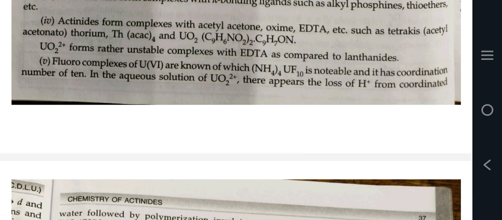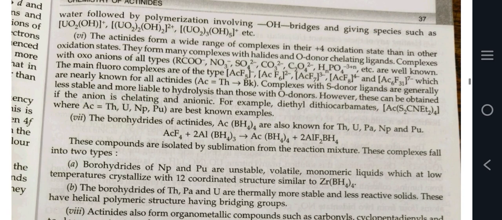Fifth, fluorocomplexes of U4+ and U6+ are known, of which (NH4)4UF8 is notable and it has coordination number of 10. In the aqueous solution of UO2 2+, there appears the loss of H+ from coordinated water, followed by polymerization involving OH bridging, and gives species such as UO2OH+, (UO2)2(OH)2 2+, (UO2)3(OH)5+, etc.